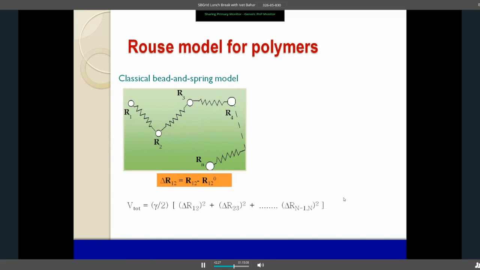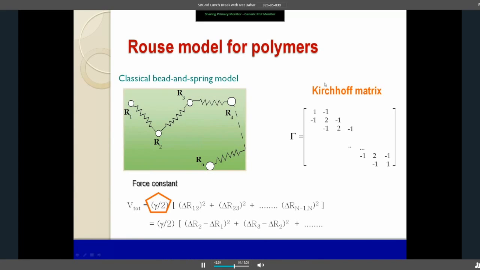We were inspired by the Rouse model for polymers, which is like a bead and spring model, and you can represent the connectivity by what's called a Kirchhoff matrix. You have zeros everywhere except for this band along the diagonal, which just describes the fact that 1 is connected to 2, 2 is connected to 3, 3 to 4, etc. And the diagonal elements are simply the number of connections at each bead. So the first one has one connection, the second has two, etc.